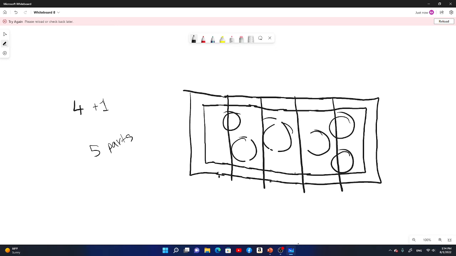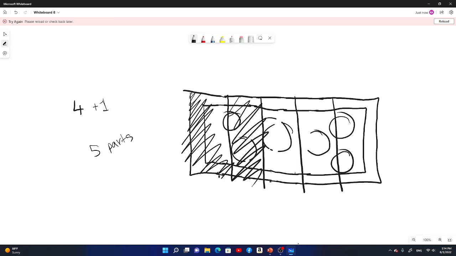Now pretend 2 of the friends finished their pizza first. So 1, 2. So pretend they ate their pizzas. So first there were 5 slices of pizza, and then they ate 2 of it. The shaded parts are 2. So the fraction is 2 out of 5. Or you could also write it like this.